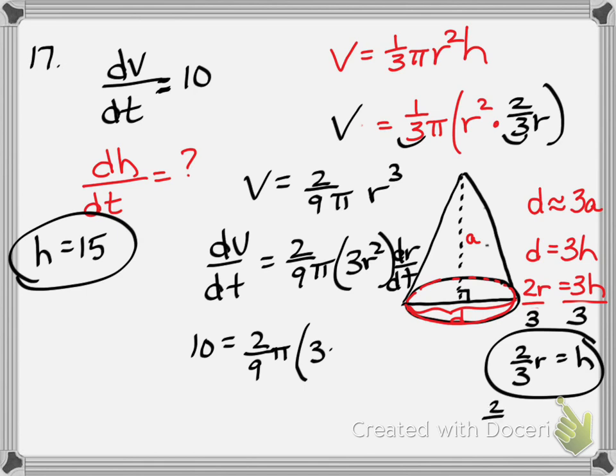So 2/3 of r is h, and h is 15. So multiply by 3 halves. r is 45 halves. So we'll put that right here, squared. And dr/dt is... maybe I should have solved it for h first, because I want to find the rate of change of the height. Okay, I'm going to try to rework it without the video going.